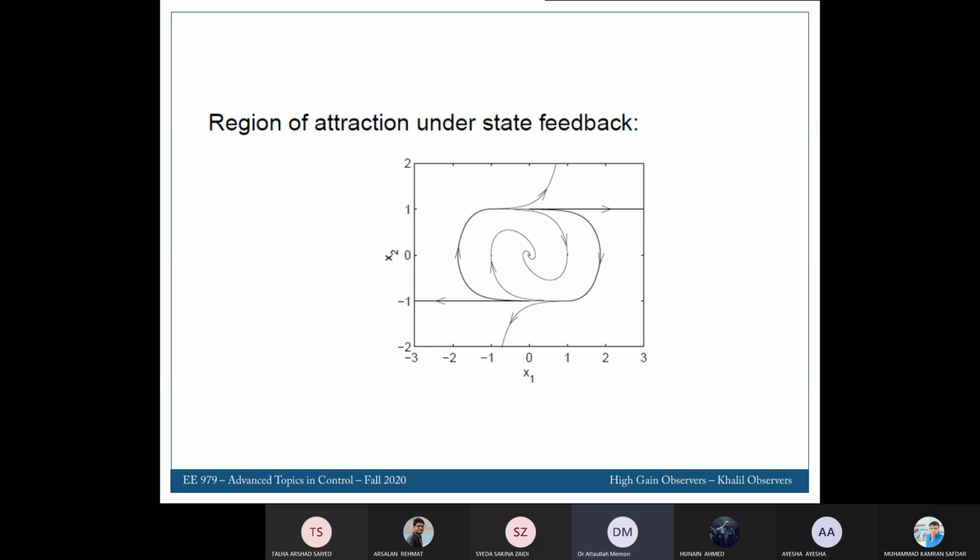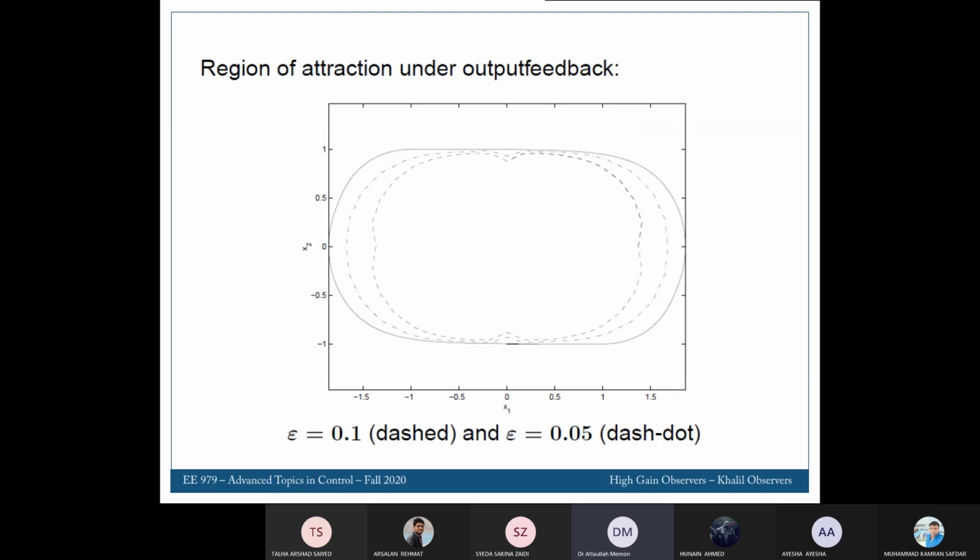This is the phase plot. Now if I use the output feedback, it is expected that the region of attraction will shrink, and that region of attraction will shrink based on the choice of the epsilon value. If epsilon is 0.1, then we have the dashed line. This is our region of attraction, so it is shrunk considerably.